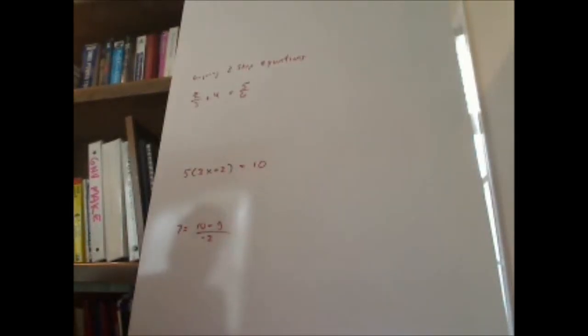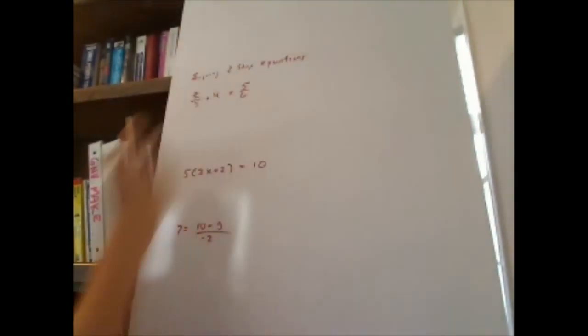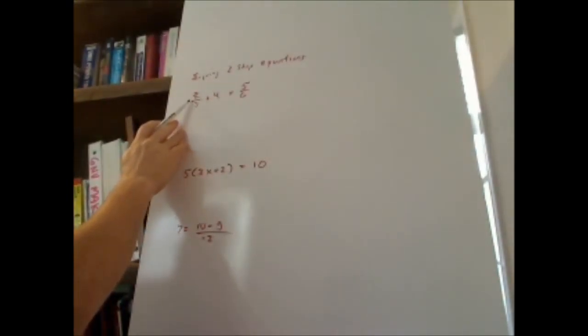Okay, next on the agenda is some examples on solving two-step equations. Of course, it's a little smeared there. My apologies. Okay, so for the first one up here, we have z, which is our variable, over 3, plus 4 equals 5 over 6.